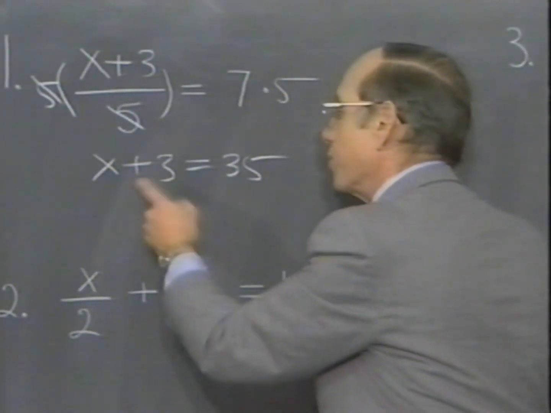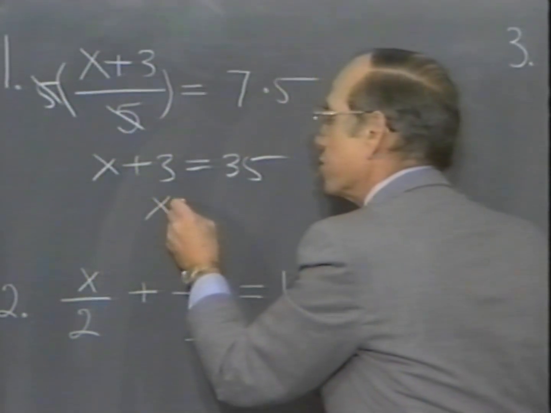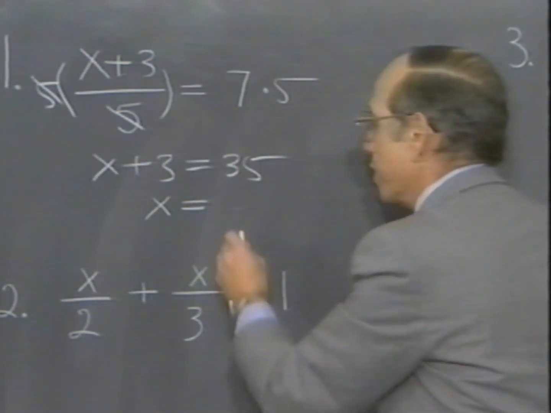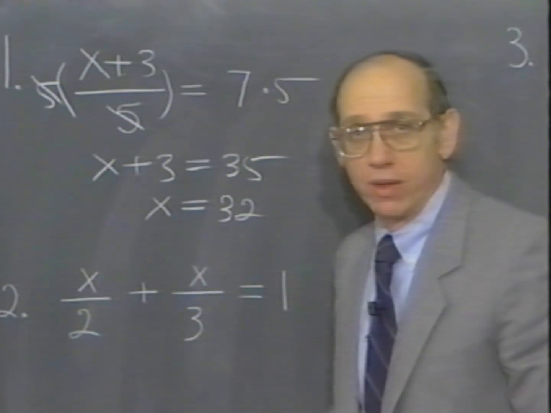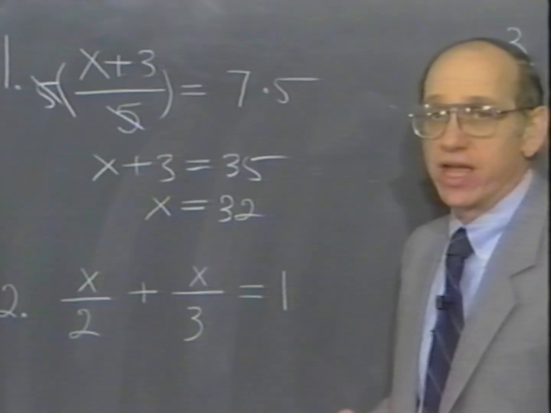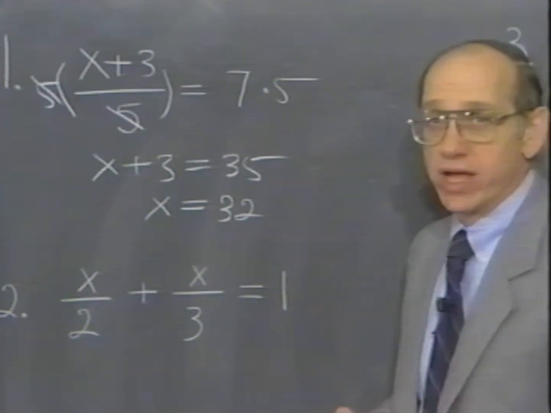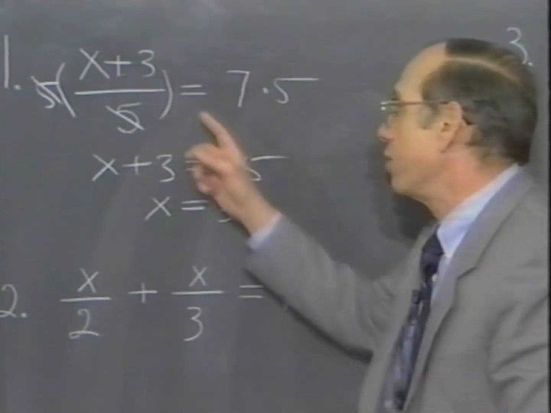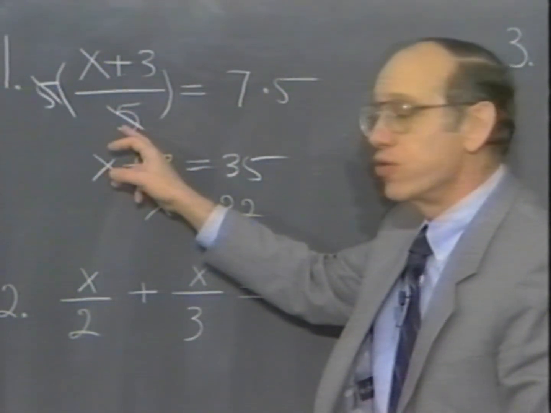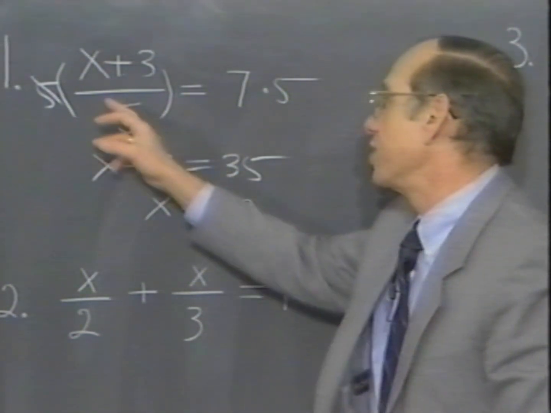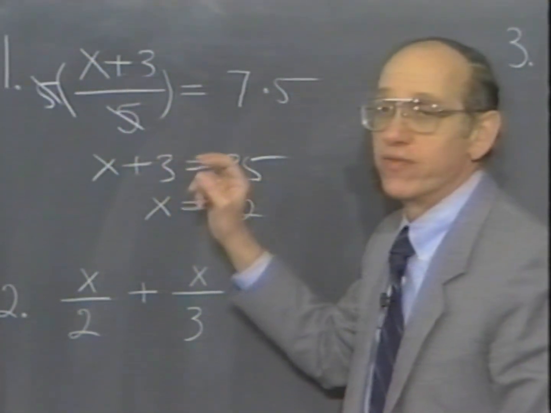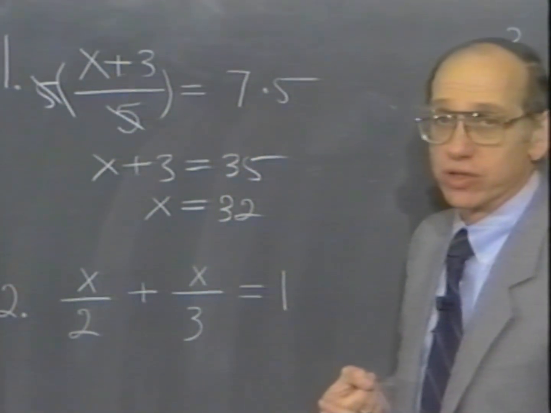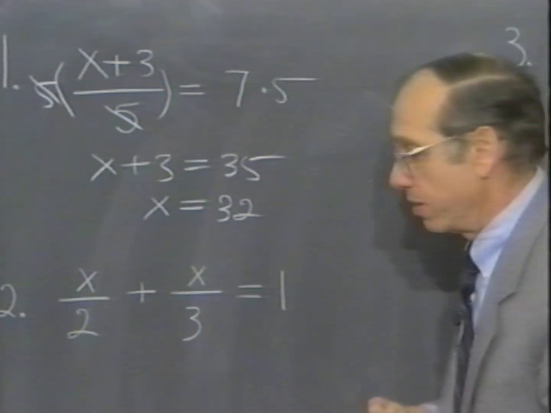Now, of course, we simply subtract 3 from both sides of this equation, as we've done many times in the past, and we get x is equal to 32. And of course, you should check answers. Let's check this one in our heads because it's really a very quick check. We originally had x plus 3 over 5. X plus 3 is 32 plus 3 is 35. 35 over 5 is 7, and that was the original equation if you look back.